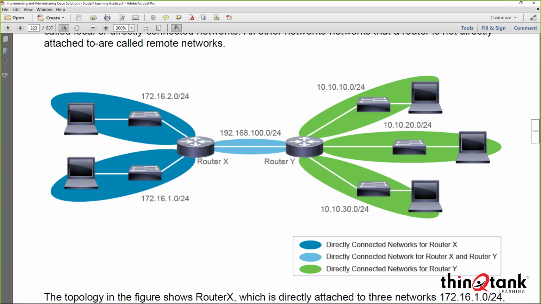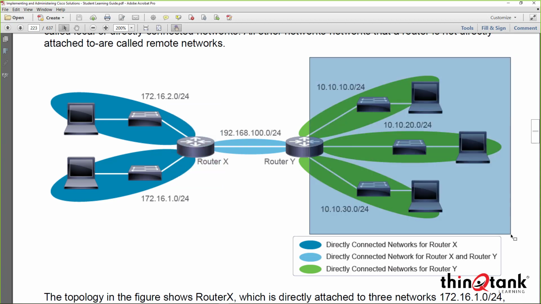All right? But what about from router X's perspective? Router X is sitting here on the left. It's got 3 directly connected routes, but it doesn't have any routes here. These routes are not directly connected, is what I mean to say. So how does router X know that the 10 and the 20 and the 30 subnet exist? It would have to learn about those networks.